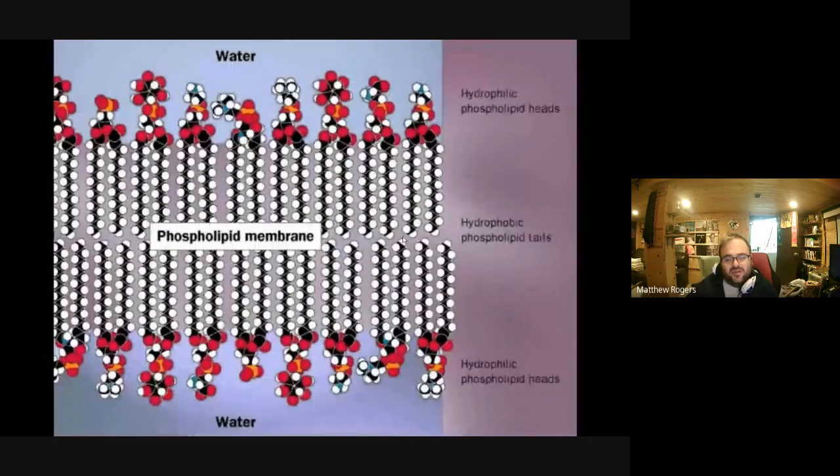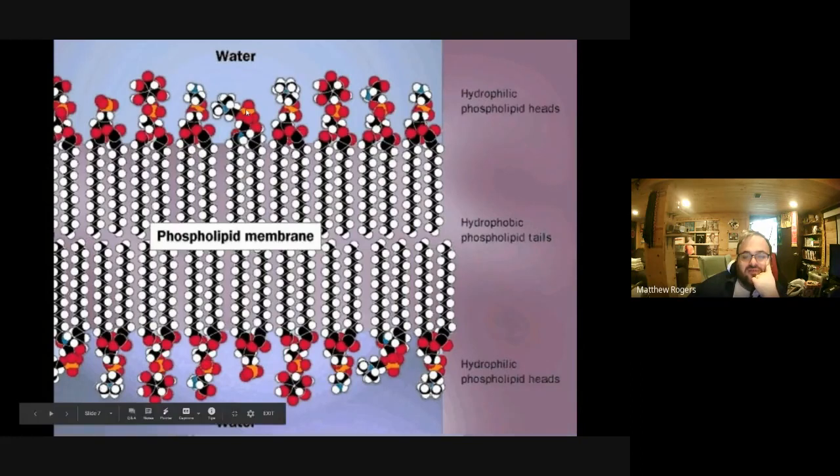So this is another picture here. We have the phospholipids. We have the lipids actually going in, and we have the phosphates pointing out.